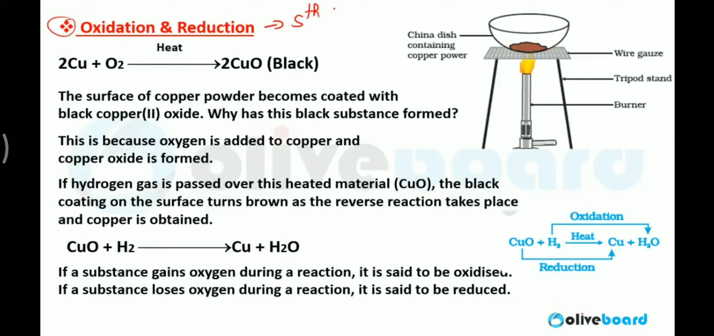This is our fifth type of chemical equation, oxidation and reduction. Now here you can see in this figure, this is a china dish, and this china dish is containing copper powder, which means copper metal is here. Now we are giving heat to this copper powder. We are heating that copper metal.